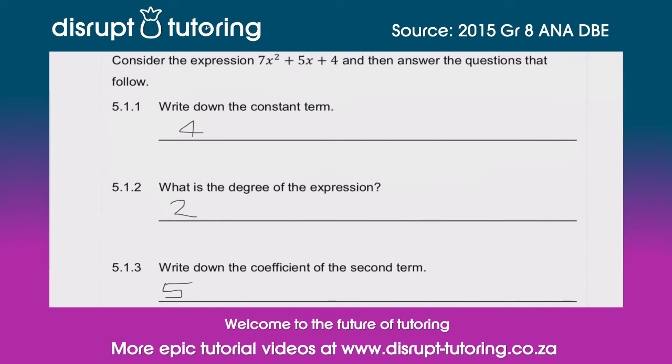And guys, something very important to remember, the coefficient is the number plus the sign. Now in this one, it doesn't necessarily make any difference because we've got a plus. But if this was a negative, the answer here would have to be written as -5. Otherwise, you don't get the answer.